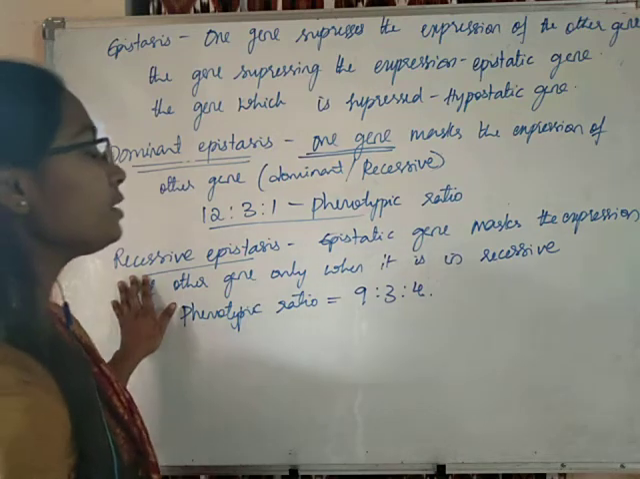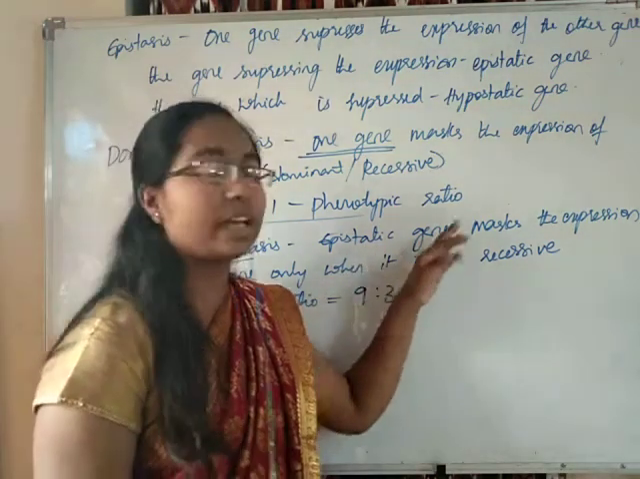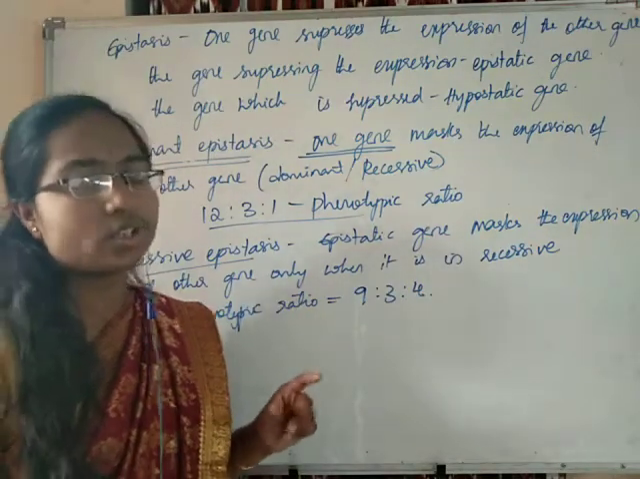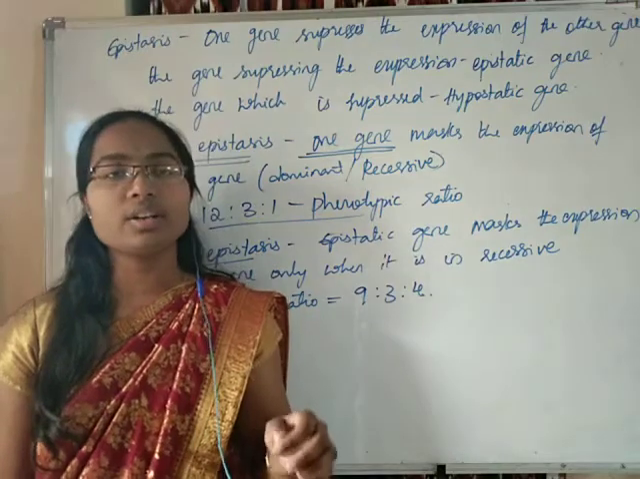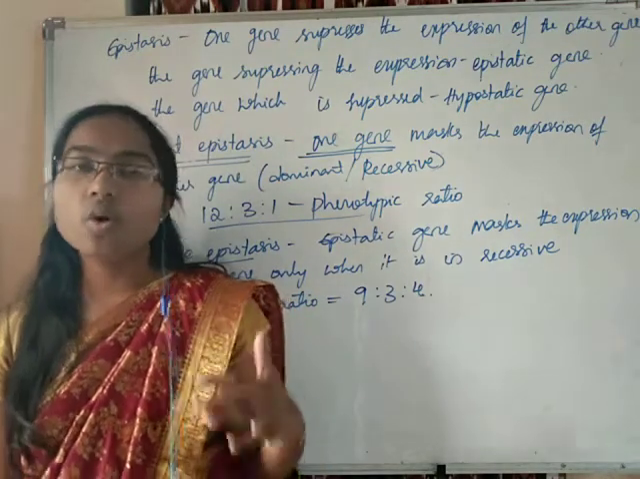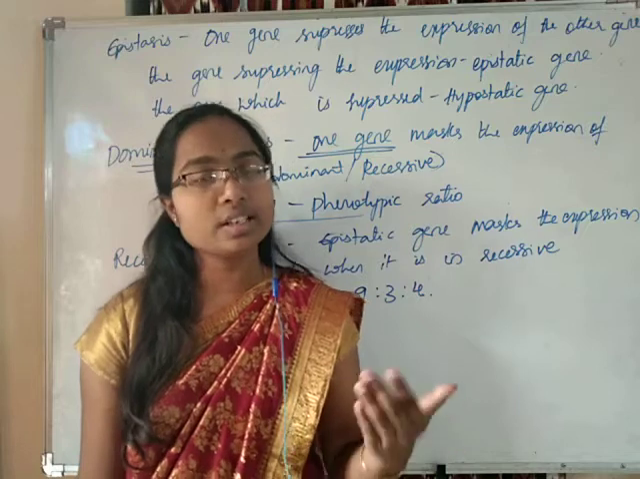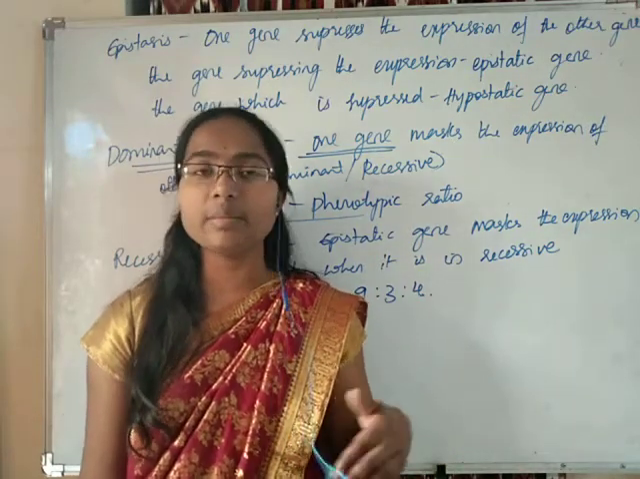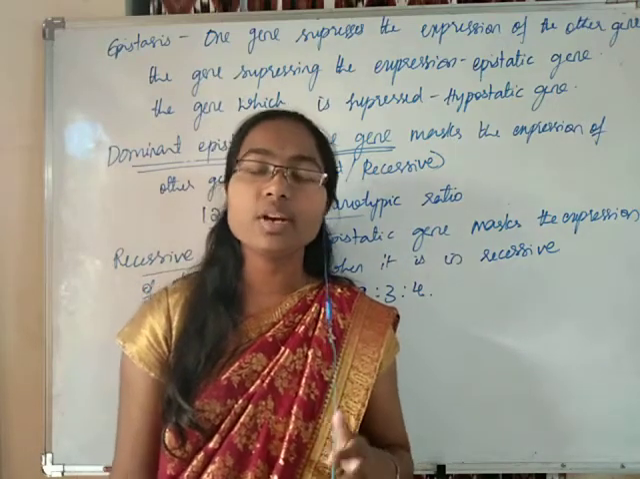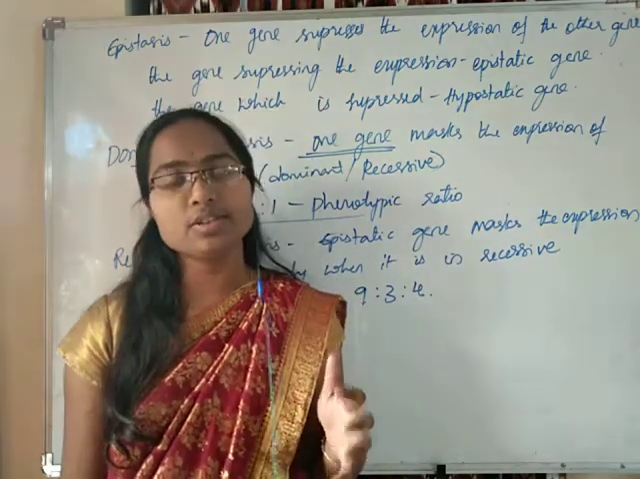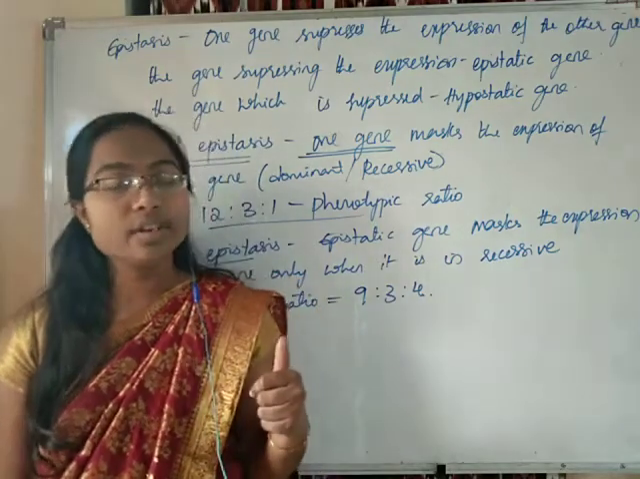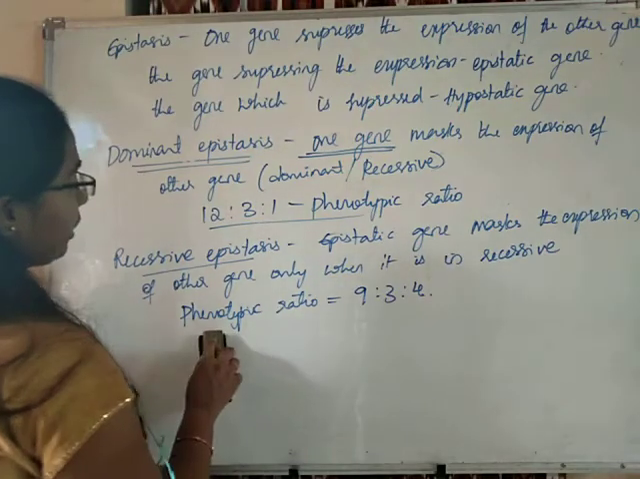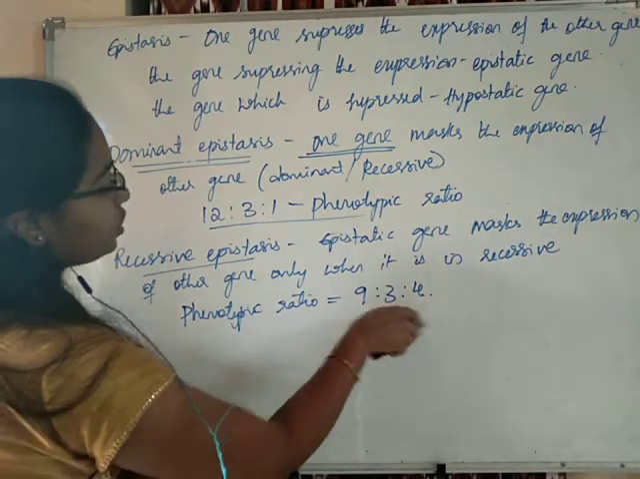Recessive epistasis means the epistatic gene will mask the expression of the other gene only when it is in recessive condition. Only when the epistatic gene is in recessive condition, it will mask the expression of the other gene. Whatever the condition of the other gene might be, it can be dominant or it can be recessive. It will mask the expression of the hypostatic gene when this epistatic gene is in a recessive condition. Okay. And the phenotypic ratio of recessive epistasis is 9:3:4.